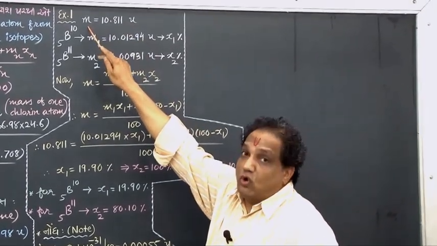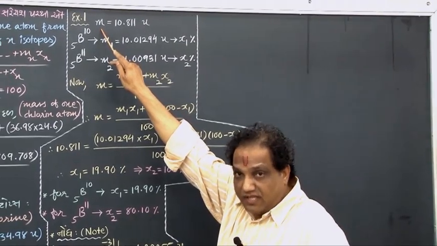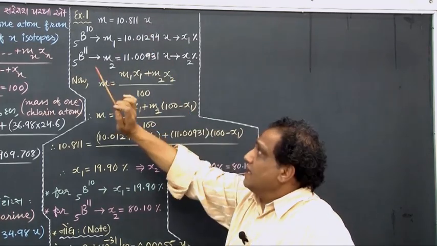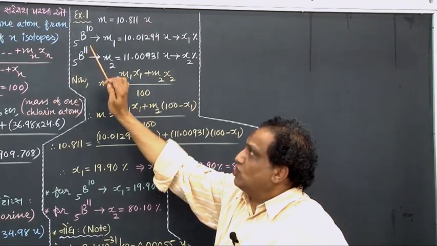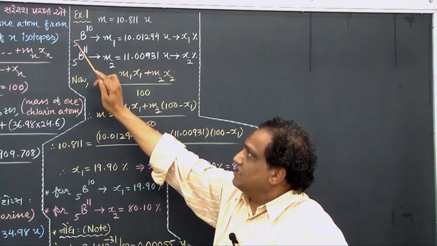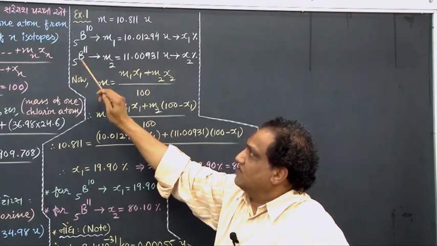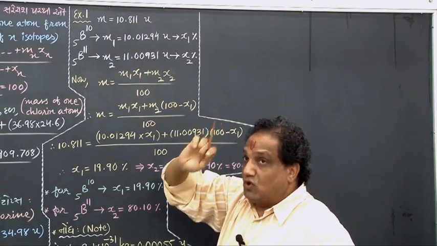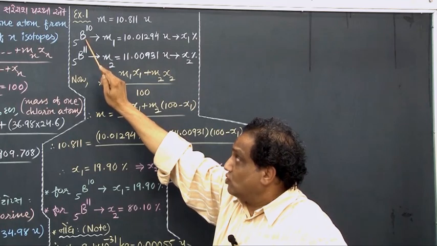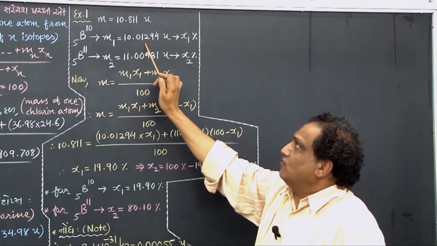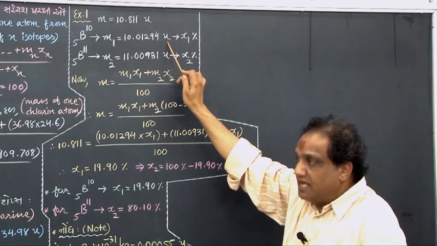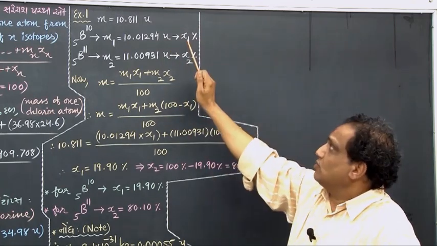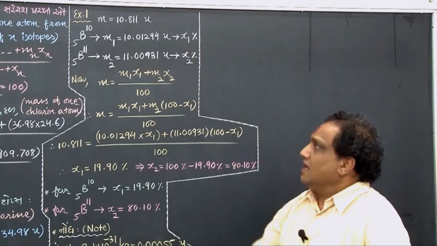The mass of one boron atom is given in the statement as 10.811 atomic mass unit. Now they have given two isotopes of boron: one is 5 boron 10, another is 5 boron 11. The mass of each boron atom in this isotope is 10.01294 atomic mass unit, and its proportion in the given mixture, suppose, is x1 percentage.